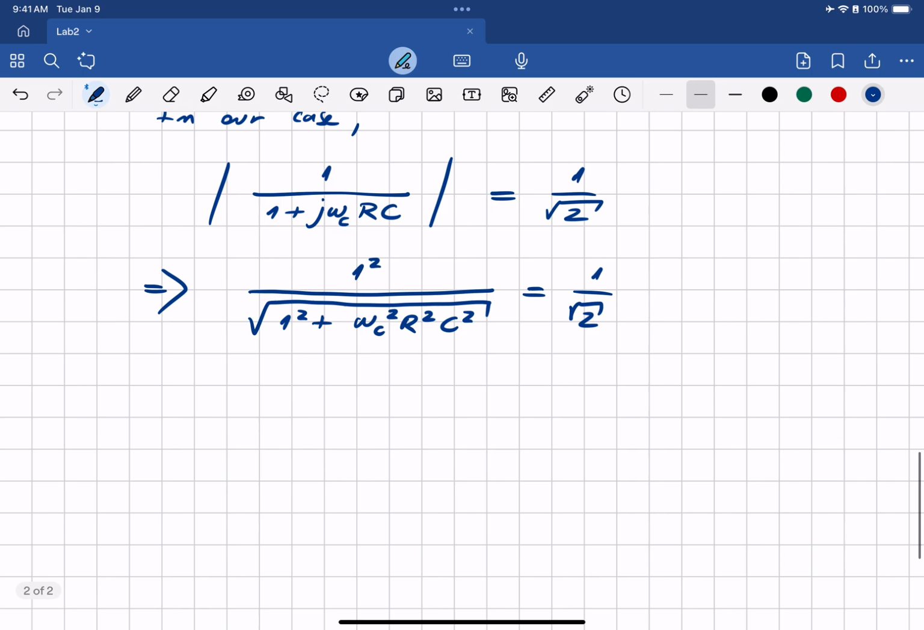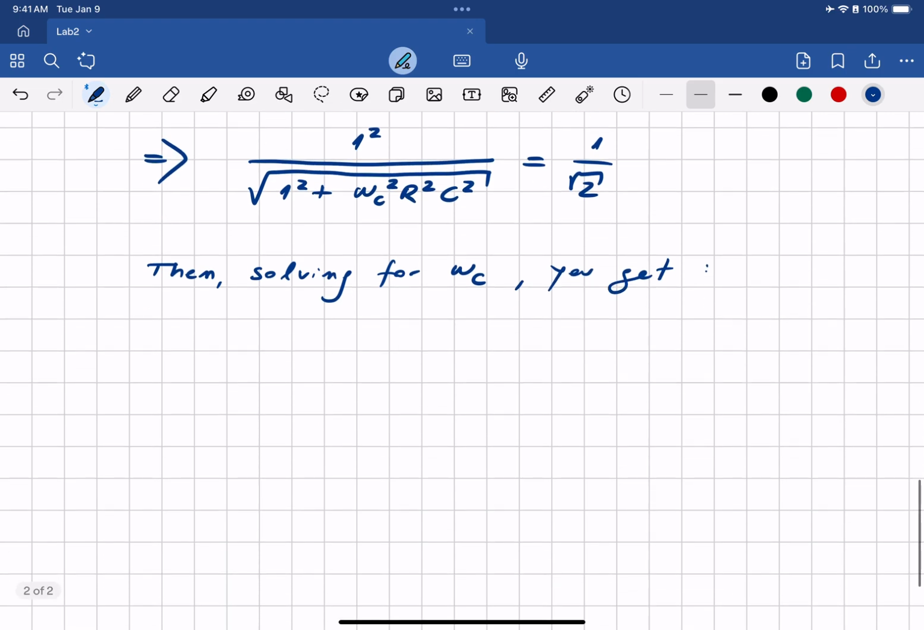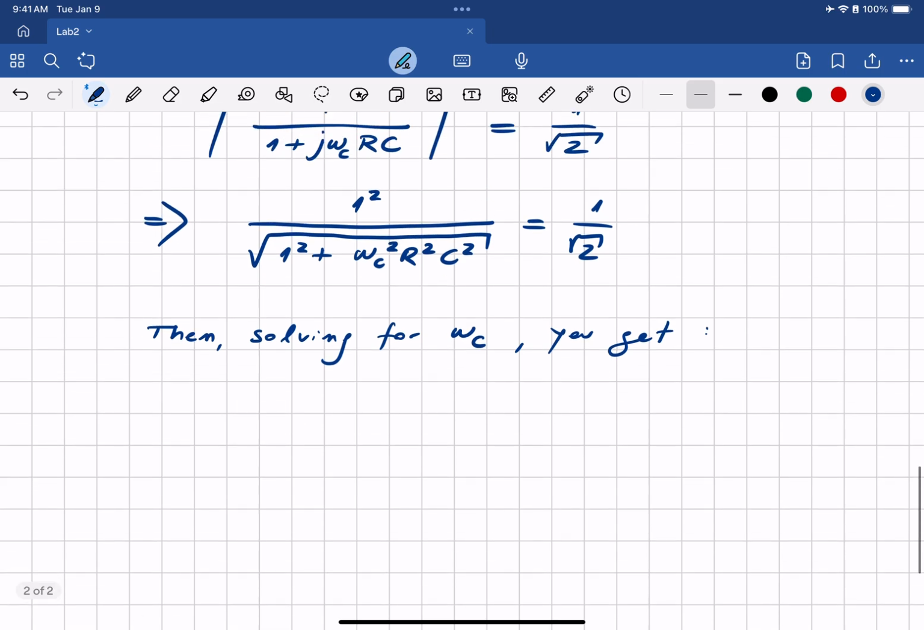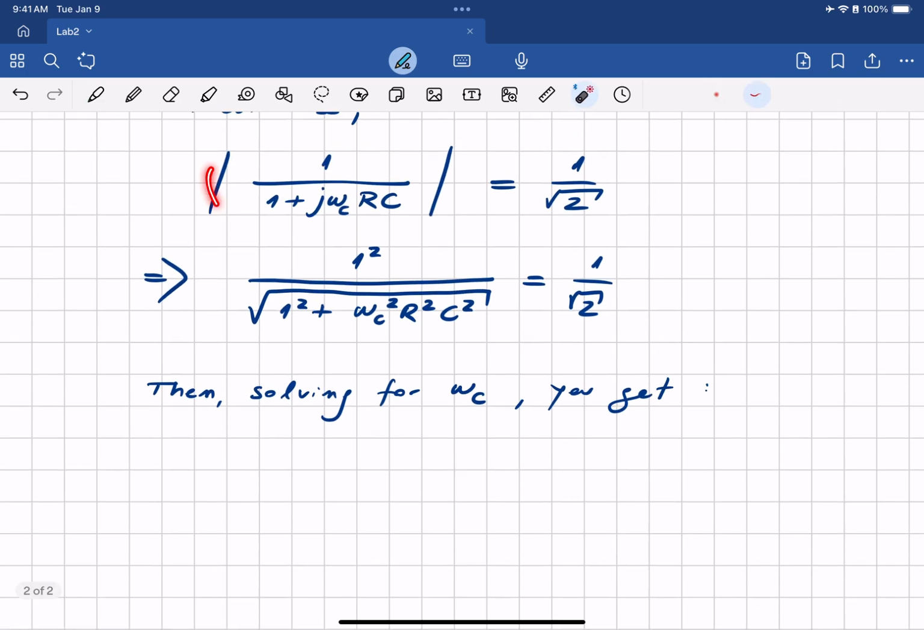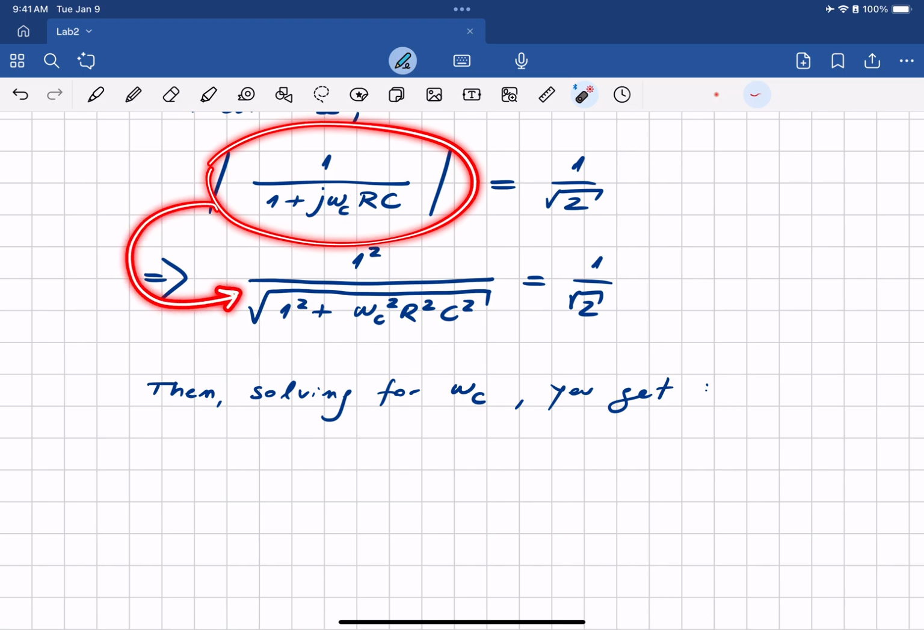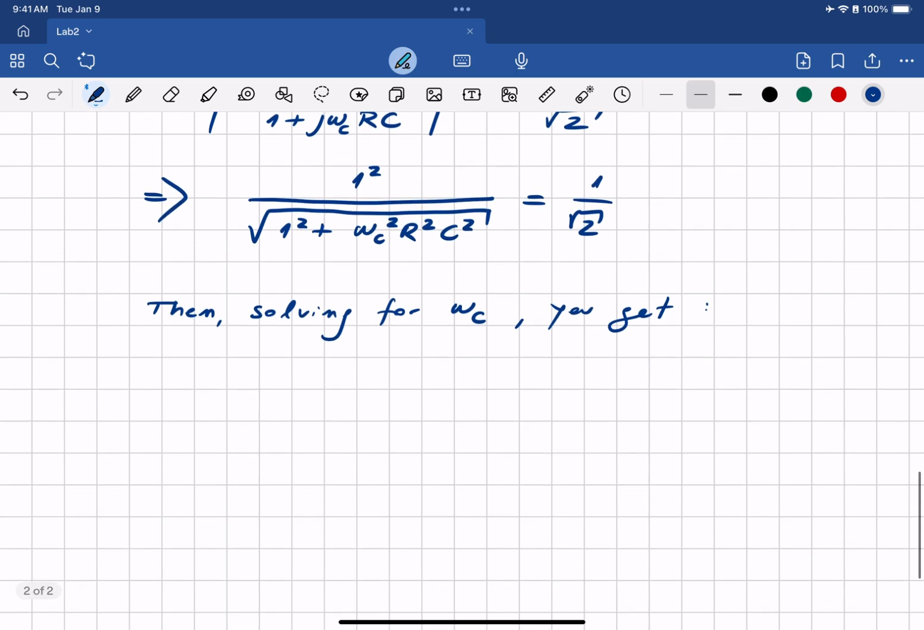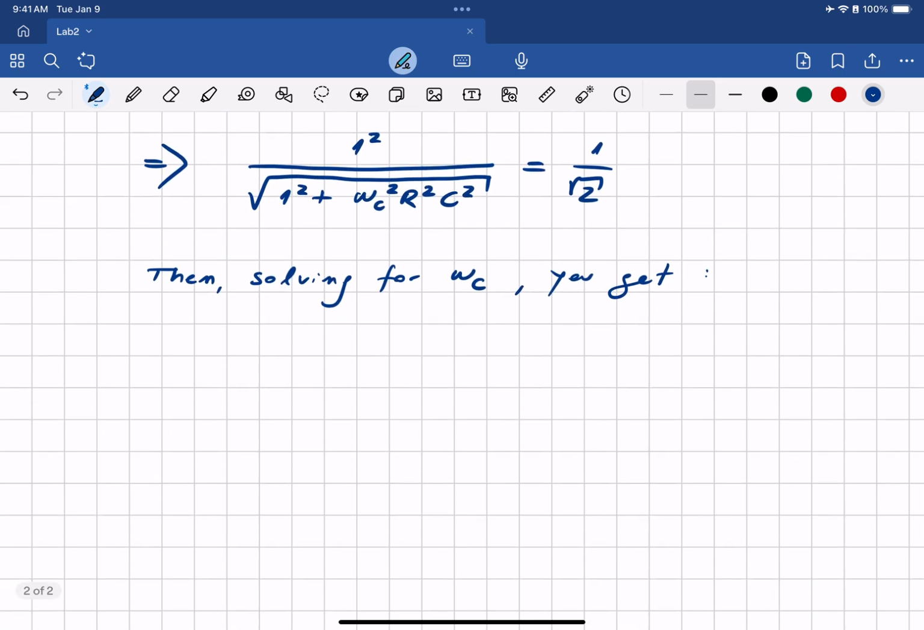Then solving for omega c, you get, so I'm going fast here, I don't want to go through all the math, but the main steps, you can actually validate this later on, that we're taking the steps and going here, it's going to lead to this. So that's definitely the case. I encourage you to work the middle steps here.